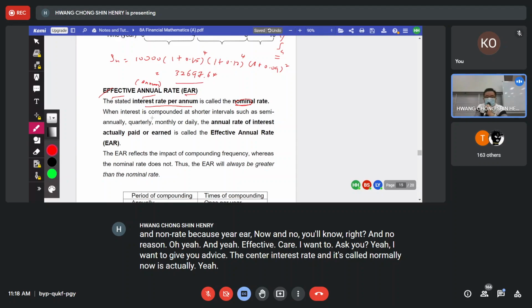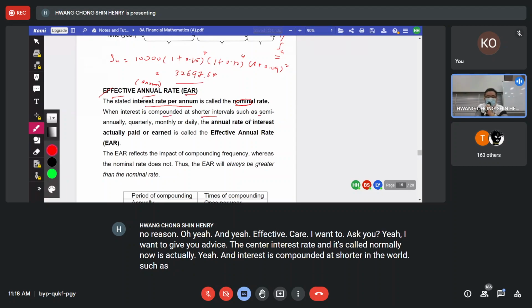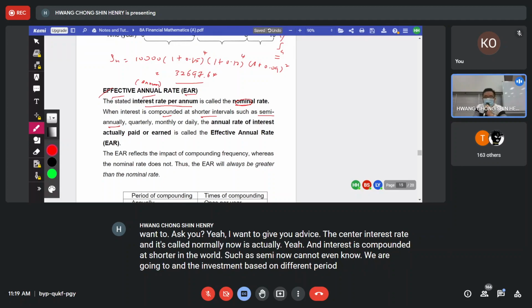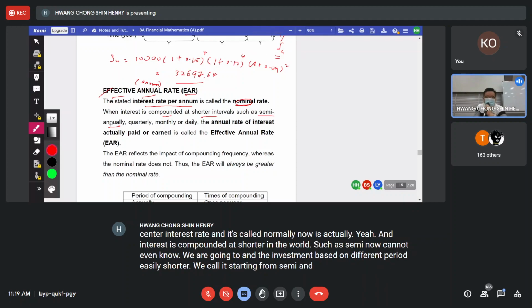When interest is compounded at shorter intervals, such as semi-annual. Now, can you take note? We are going to enter investment based on different periods, usually shorter. We call it starting from semi-annual. Now, semi-annual means 6 months, right?